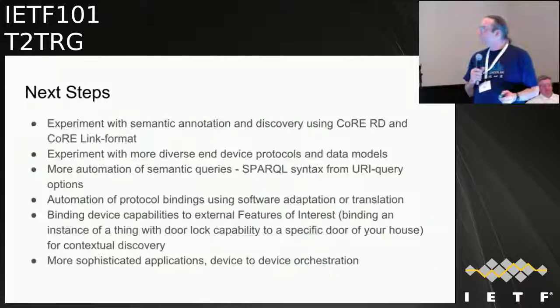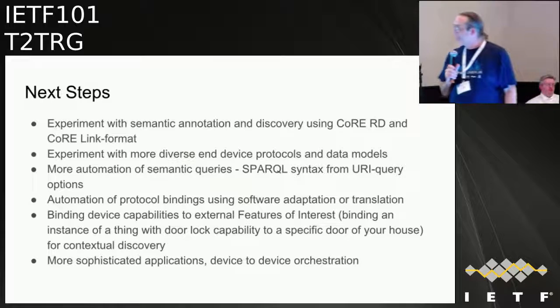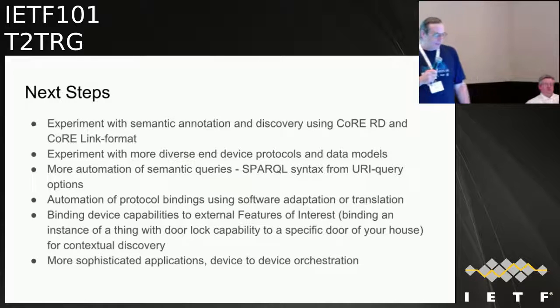All right. So next steps, we want to look at semantic annotation and discovery like the thing directory case, but using core RD and link format. So how can we semantically annotate web links with the same information to enable the same sort of discovery on a general web linking format? We want to look at different end device protocols and data models. So, things like BACnet even are part of this, right? More automation of the semantic queries, because we're mapping the SPARQL endpoint to URIs. How do we make it easy to generate those?